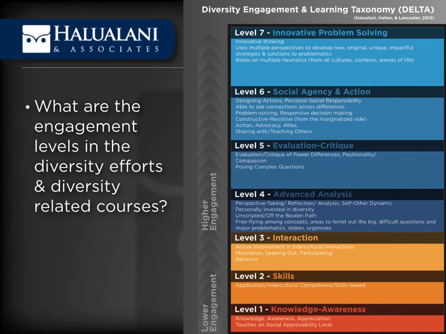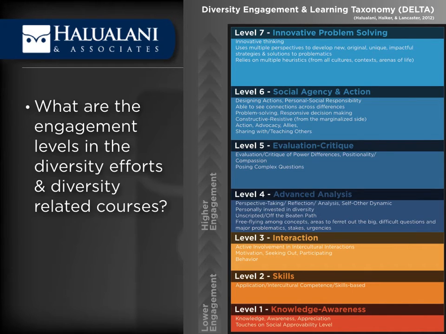Another layer, which is one of my favorites, is something called Delta. And I actually developed this along with two of my graduate students, gosh, in 2012. And it's the Diversity, Engagement, and Learning Taxonomy, which we call Delta. And it's a taxonomy that is very much an homage to Bloom's taxonomy, which I have used my entire instructional career, and I find it very useful. But we couldn't find a taxonomy that talked about diversity engagement in the classroom.